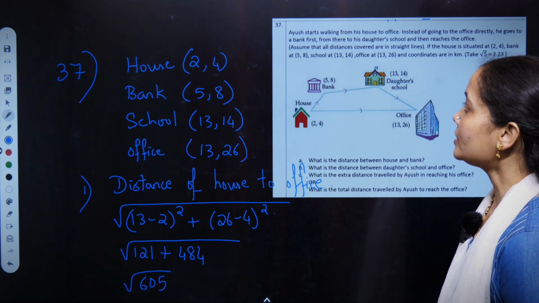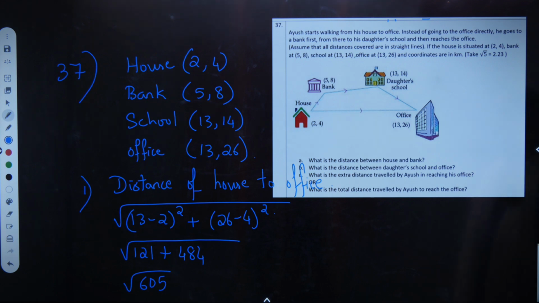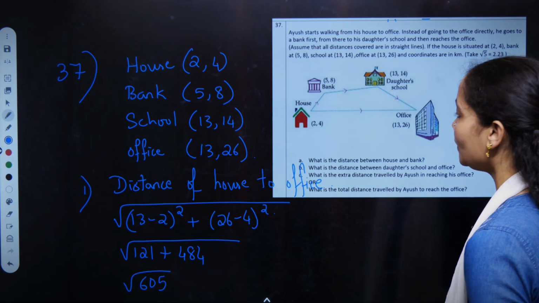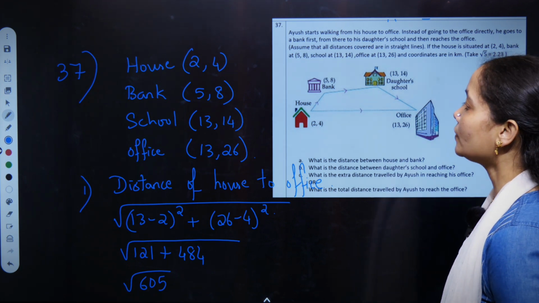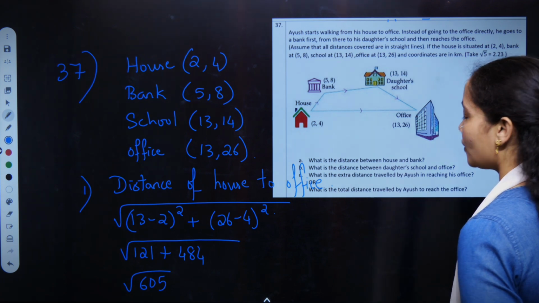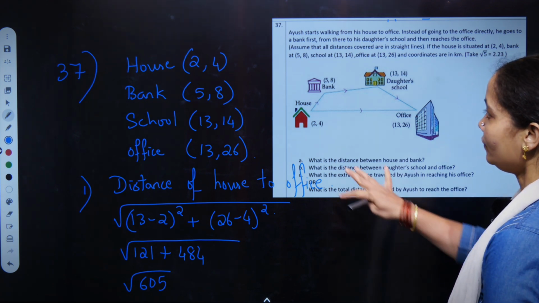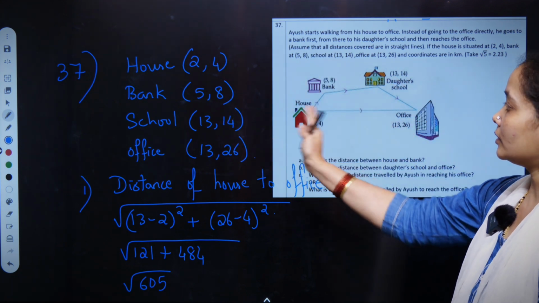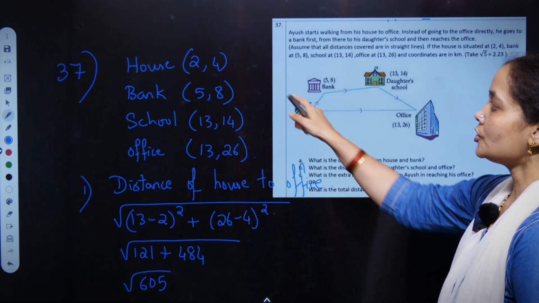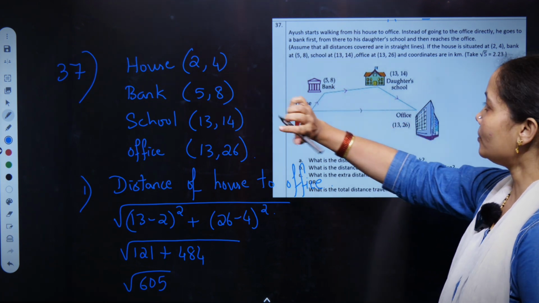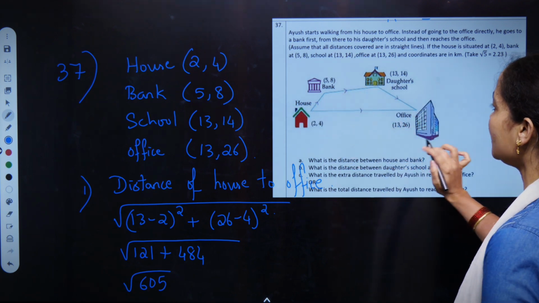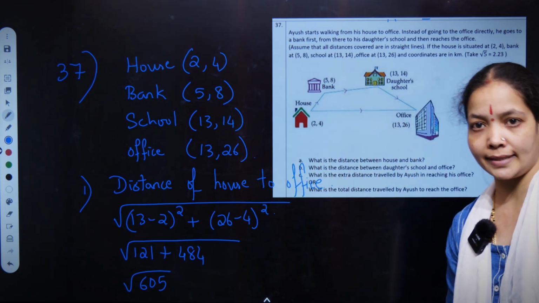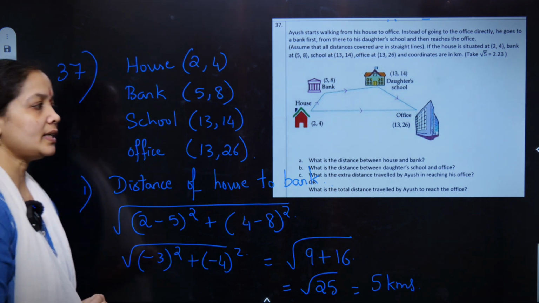A person by name Mr. Ayush is starting to walk from house to office, office to bank, bank to his daughter's school and various locations, and they are asking us to find the distance between particular points where the coordinates of the house, bank, school and office are provided to us. First of all, when a figure like this is provided, write down the input from the figure. So my coordinates of the house is 2,4, coordinate of bank is 5,8, coordinate of school is 13,14, coordinate of the office is 13,26.